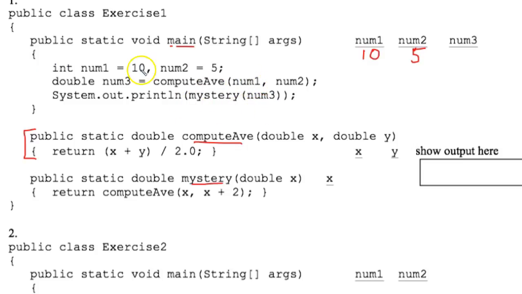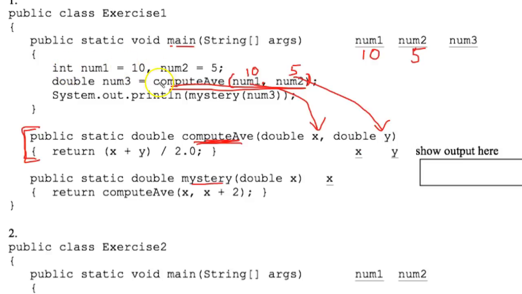Okay, so what happens? 10 and 5 are the parameter values that appear in the parentheses of the method call, the function call. So 10 and 5 are passed as parameters, and they plug in for x and y respectively. Why x and y? Because this is the function compute av, and this is the call statement where compute av is being called. So the 10 knows to plug in for the x, and the 5 in this one-to-one correspondence knows to plug in for the y.